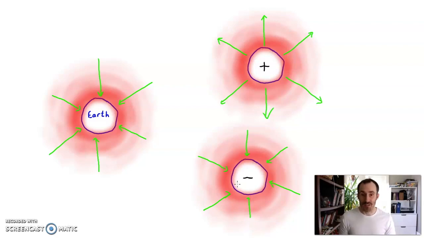Now, a magnetic field is the same idea. It's going to be this area around a magnet where another magnet experiences a force, but it's going to act a little bit differently because magnets are a little bit weird. They have a north pole and a south pole, and north poles repel each other, and north poles and south poles attract each other. Likes repel, opposites attract.